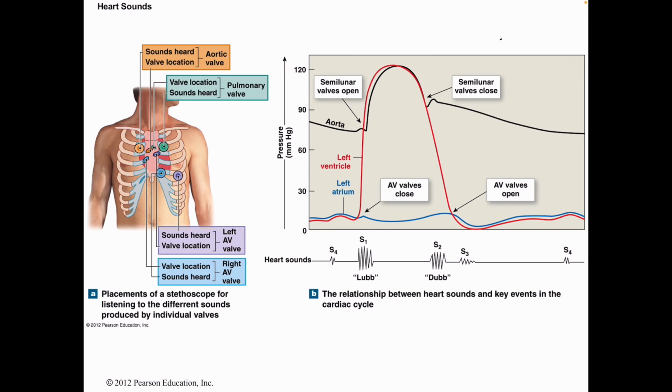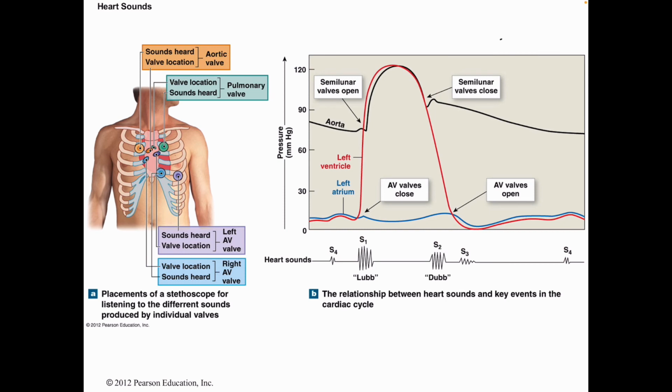This graph shows the different pressure changes that take place in the heart, causing the opening and the closing of the valves. So if we start off on the left here, you'll see that the blue line, which is the left atrium, is above the red line, which is the left ventricle. So this means that the pressure in the left atrium is higher than the pressure in the left ventricle. So blood will be flowing from the left atrium into the left ventricle.